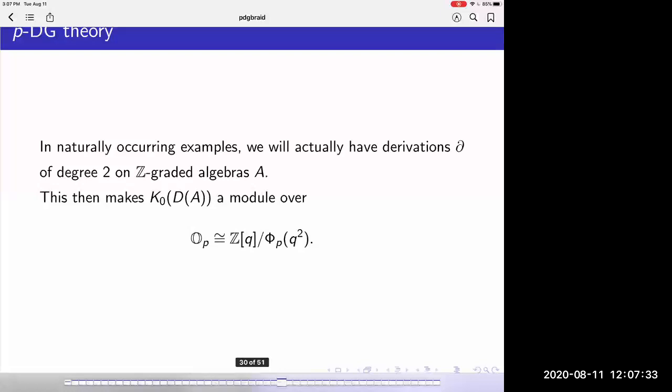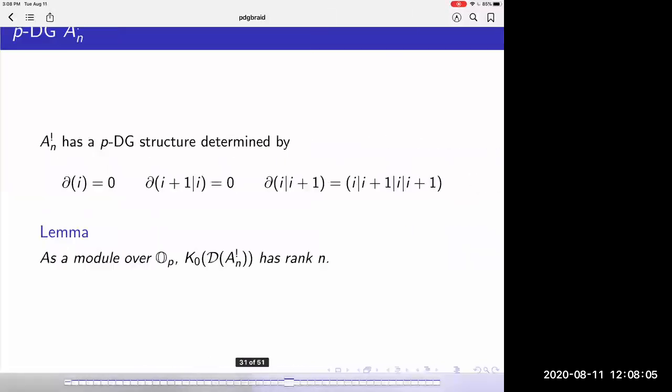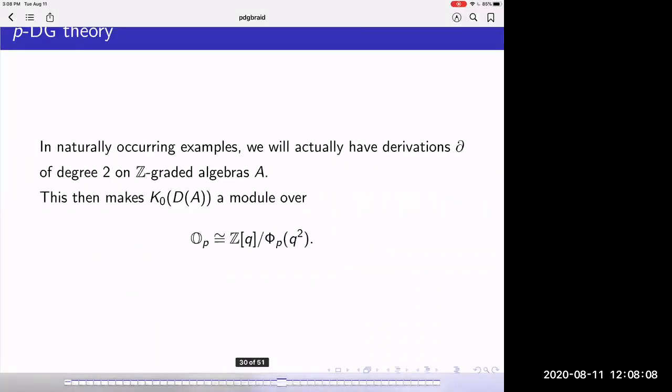Okay, and in all the naturally occurring examples, we actually have derivations on our algebras of degree 2. So these degree 2 derivations I'll denote by this partial symbol. And so we could repeat this whole process, and instead of the Grothendieck group of a derived category being modules over OP, the cyclotomic ring, we have this very closely related ring, bold OP. So sorry, I should just say that bold OP is Z adjoin q, and now you plug in q squared into the Pth cyclotomic polynomial.